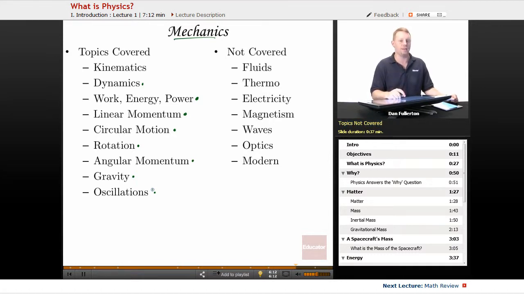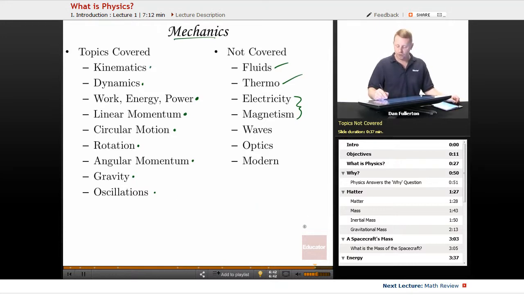Now, there's a bunch of things we're not going to cover, but here are just a few that aren't covered in the mechanics part of the course. We're not going to talk about fluids. We're not going to talk about thermodynamics or thermal physics. We're not going to talk about electricity and magnetism, but note we do have an AP Physics C course on electricity and magnetism here at Educator.com. We're not going to talk about waves. We're not going to talk about optics, and we're really not going to get much into modern physics. We're going to stick with the classical mechanics with these key topics as highlighted here on the left.